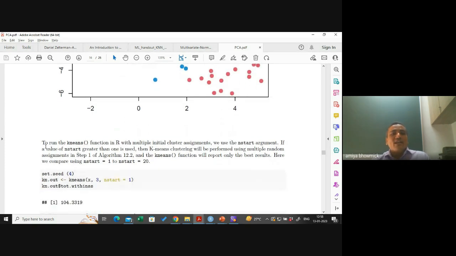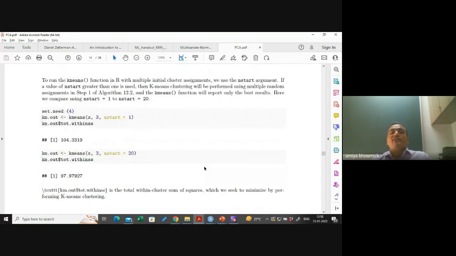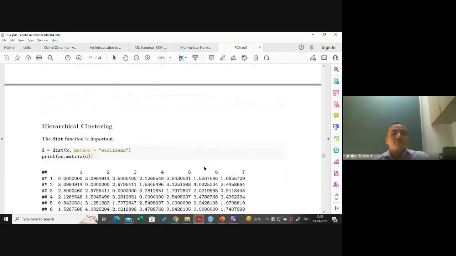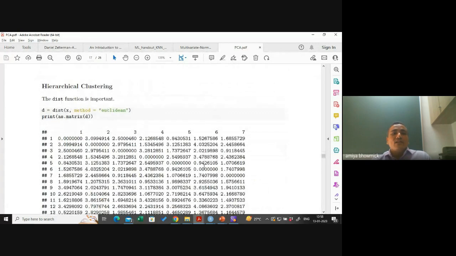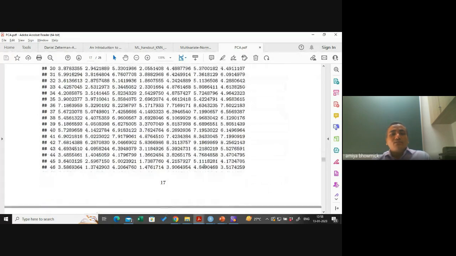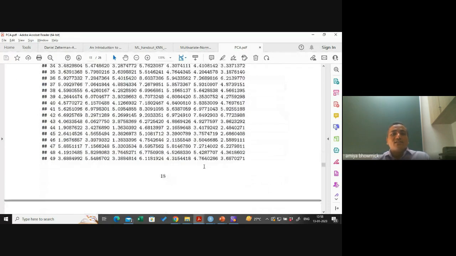So to run the k-means, you do not need any extra packages. There are multiple cluster assignments. We have to start with an nstart argument. So a slight variation may happen depending on the initial start you are getting. Okay, but there are not going to be very drastic changes. Okay, now I wanted to discuss hierarchical clustering.